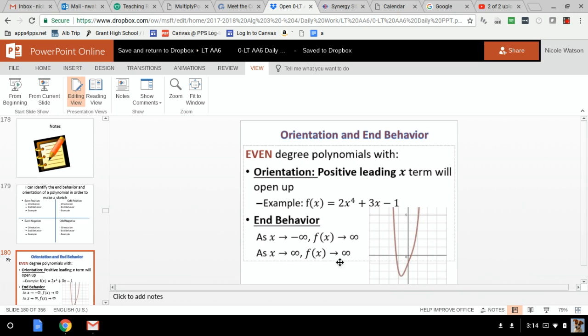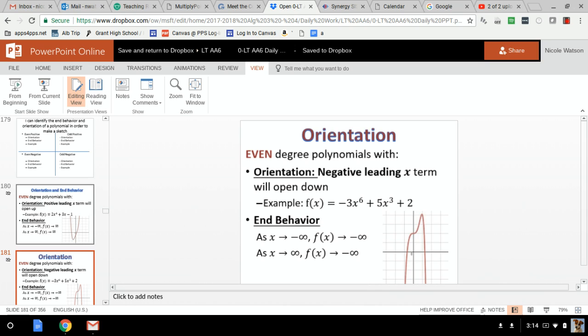Likewise, as x approaches infinity, so going to the right of 0, my f of x values are also positive. This is the exact end behavior I should see. Do not change this, okay? Take a moment, make sure you have this written down.